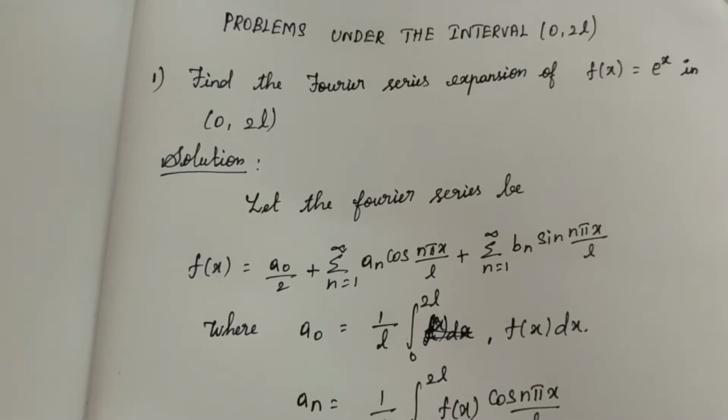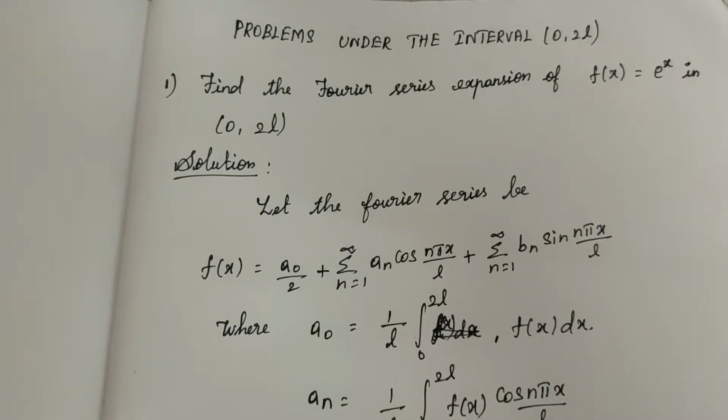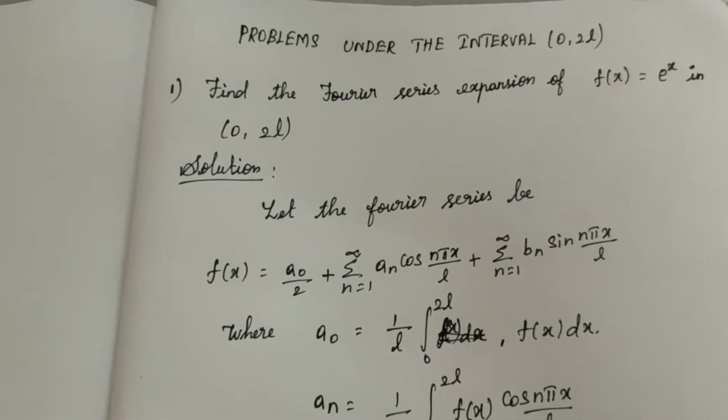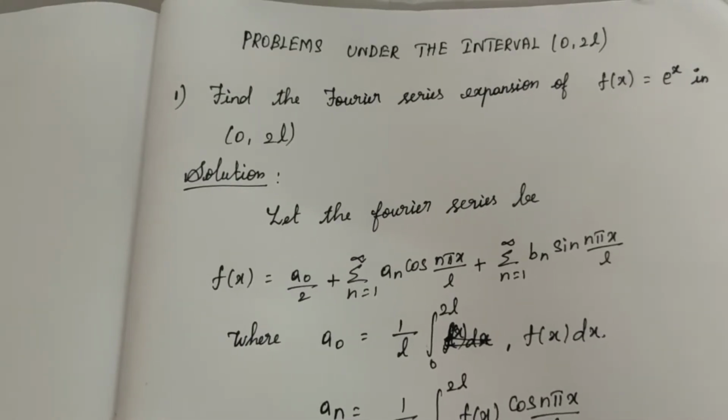So, we will talk about the Fourier series. The Fourier series is a problem. So, this is the interval change 0, 2L. So, the first problem is 0, 2 pi. So, that is the link in the description box.